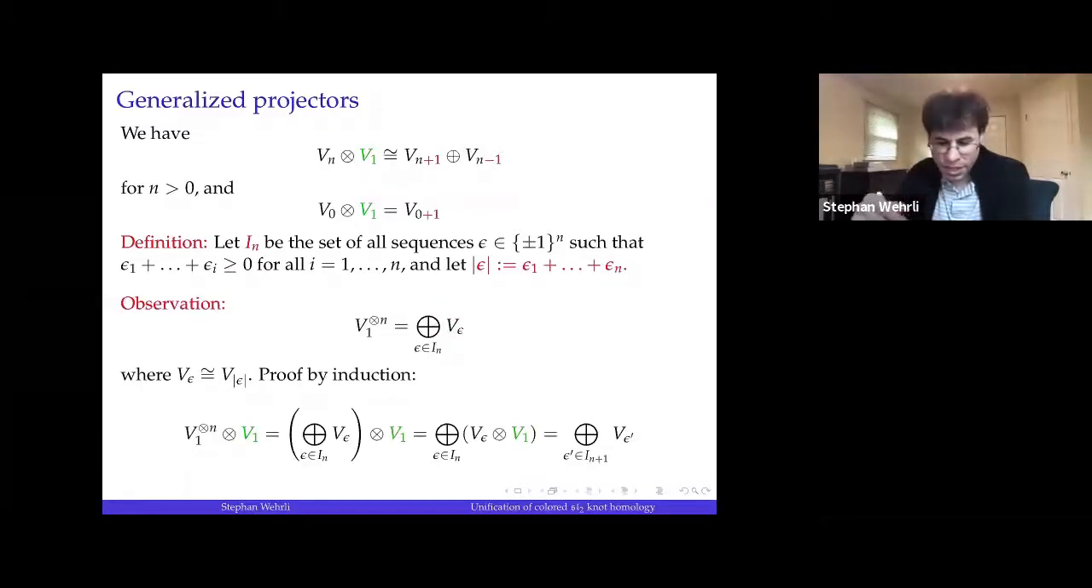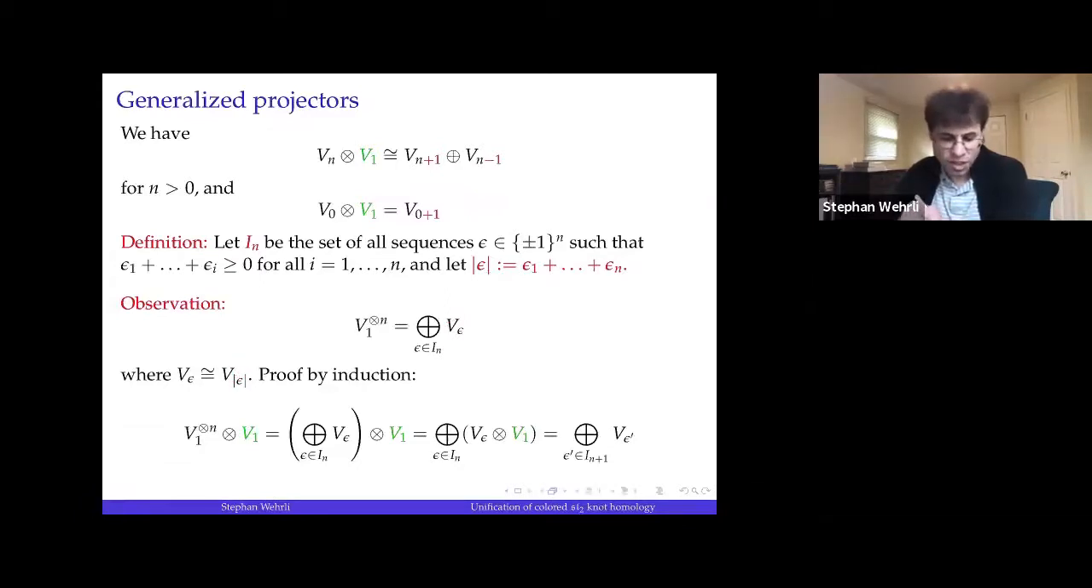And to describe this decomposition, I need this definition. So we look at the set epsilon consisting of sequences of pluses and minuses, and we want that this condition holds. Basically, we want that if you're at the ith position in the sequence, and you look at the portion that's to the left of the ith position, there are always at least as many pluses as minuses. And we also denote by the absolute value of epsilon the sum of all terms in the sequence. Now the claim is that V1 tensor n splits into subrepresentations that are parameterized by such sequences, where V epsilon is isomorphic as a representation to V absolute value epsilon.